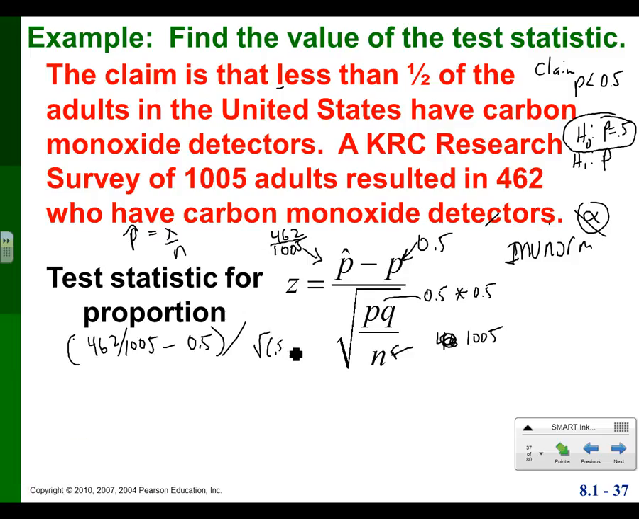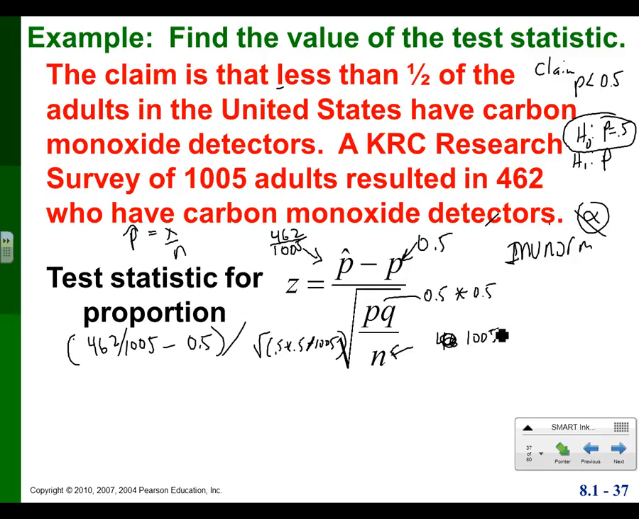0.5 times 0.5 divided by 1005 and close it off. We have to type it all at once. I think they start adding some words on those equations for you.